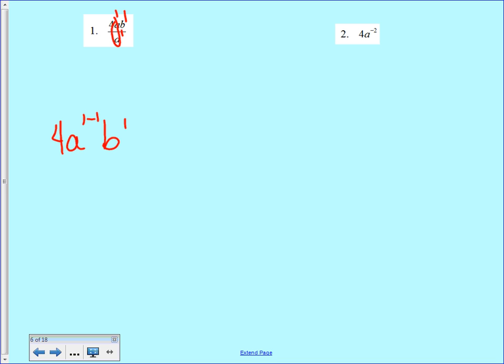Okay, so we want to keep simplifying. I don't want to leave that 1 minus 1 in my exponent. So I'm going to keep simplifying. I have 4a to the 1 minus 1, which is a to the 0. And then b. Well, we just learned yesterday that anything to the 0 power is just going to be 1. So this is the same as 4b. I could have it multiplied by 1, but multiplying by 1 is going to keep it the same.